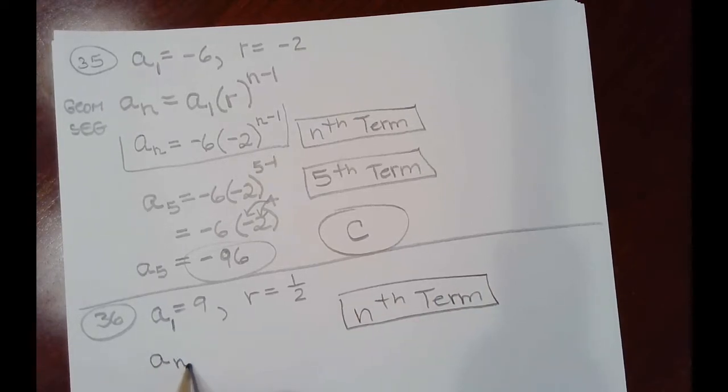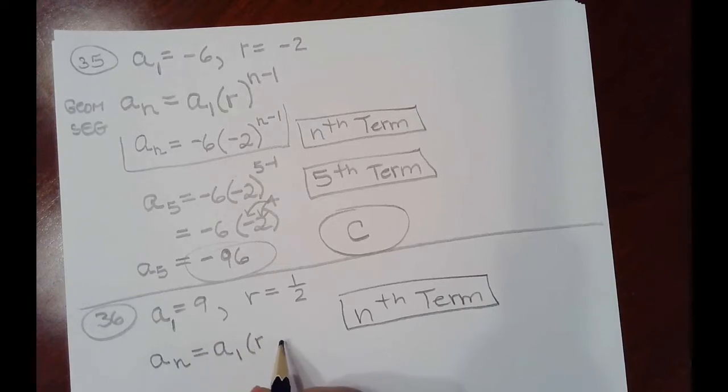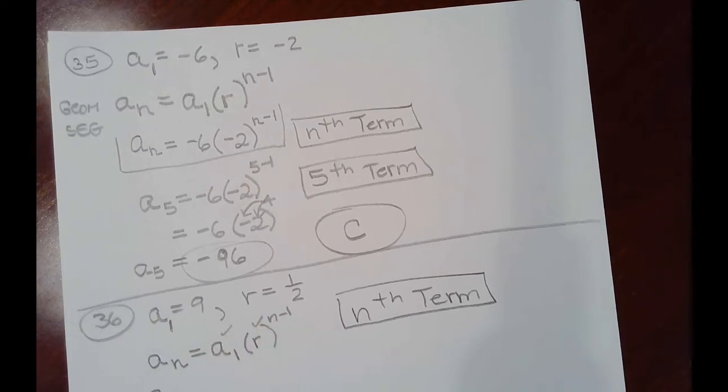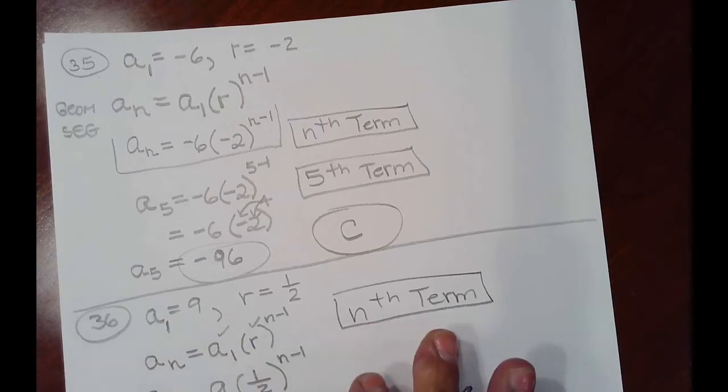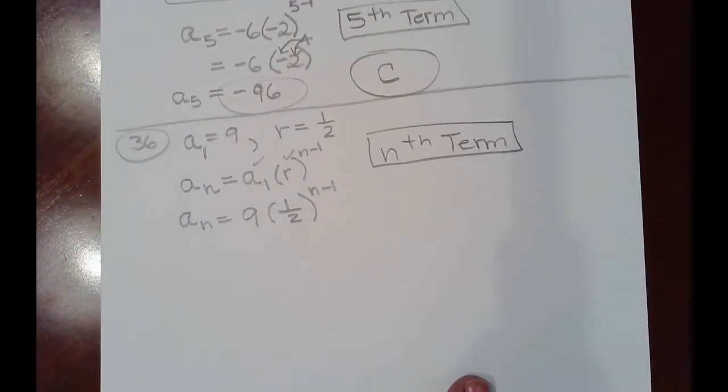And this is the generic formula for that. You do have to plug in specifics, as I've shown in numbers 34 and 35. Those specifics are the A1 value and the R value. So the nth term for this particular sequence, which starts with a 9 and has a common ratio of 1/2, would be 9 times 1/2 to a power of n minus 1. So you can get any term in this sequence using that formula.